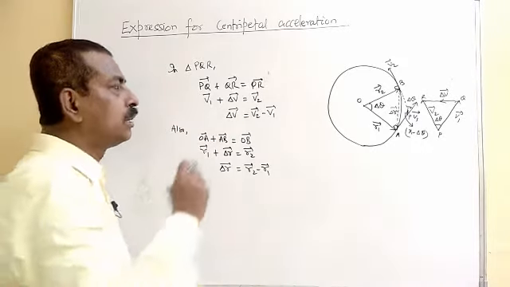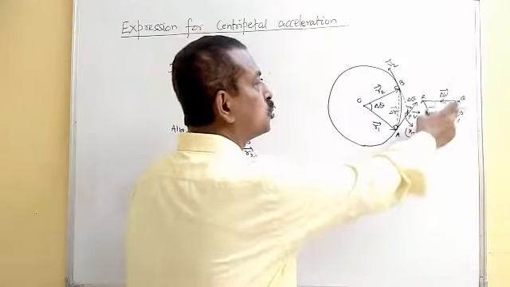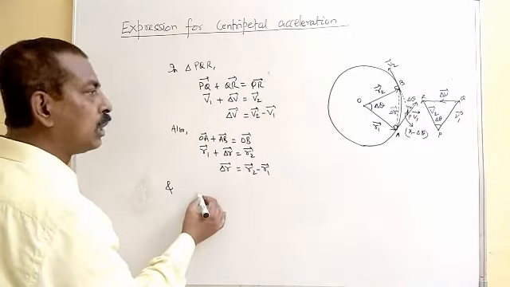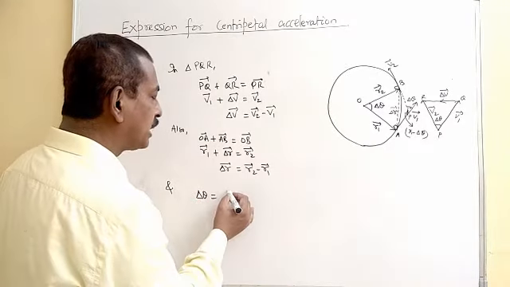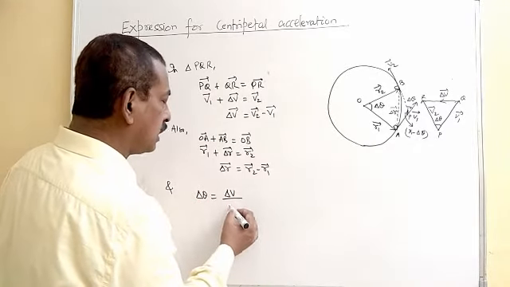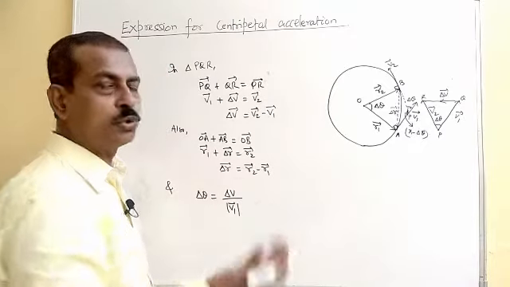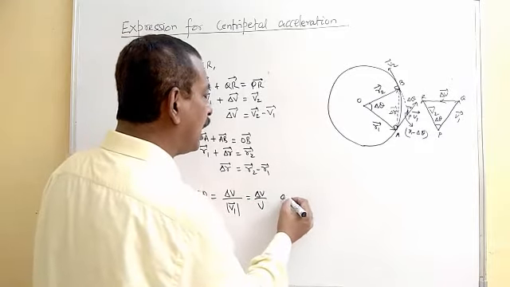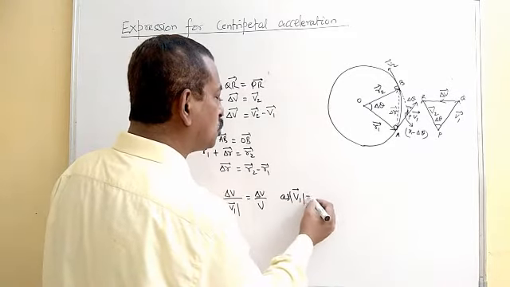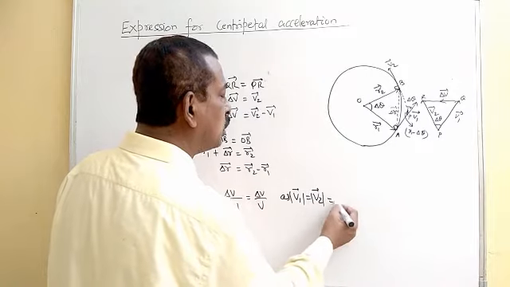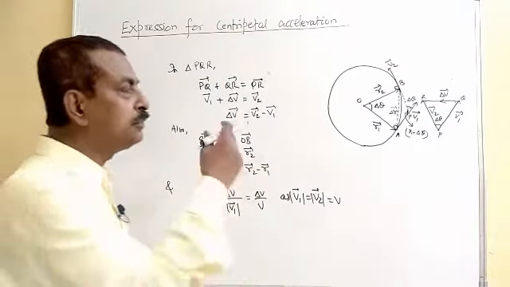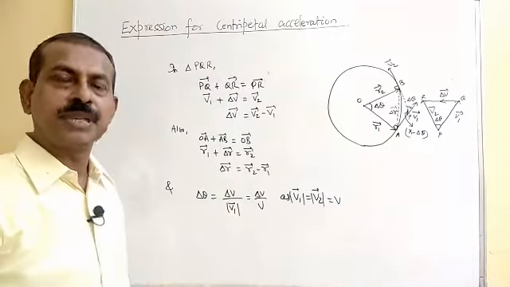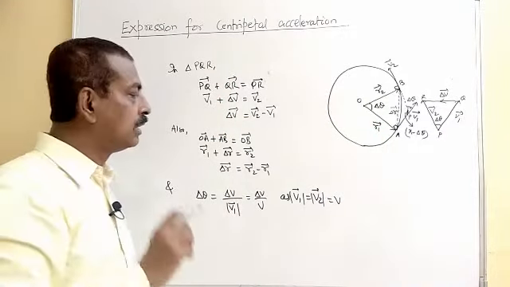One more thing we can notice from these two triangles: for delta theta we can write delta v by the magnitude of v1 or v2. This is your delta v by v, as the magnitude of v1 is the same as the magnitude of v2, which we have taken as v. v we have assumed is the speed with which it is moving along the circular path, that is, the uniform speed. So this is one relation.